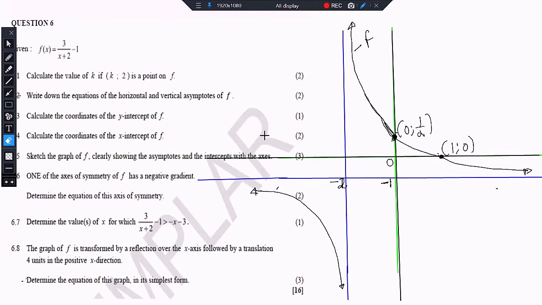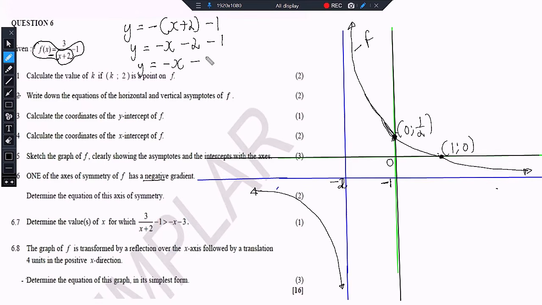But then remember, from the previous question, I did say that we should use the bus method. If they're looking for the one with the negative gradient, then this is how we should determine that. So take this here, and then remember to put the ones in the denominator inside the bracket, and then have a negative here. So this is supposed to be y equals negative in bracket x plus 2 and then minus 1. So this is y equals negative x minus 2 minus 1. So your y equals negative x minus 3. So just like that, this becomes your equation of the axis of symmetry with a negative gradient.